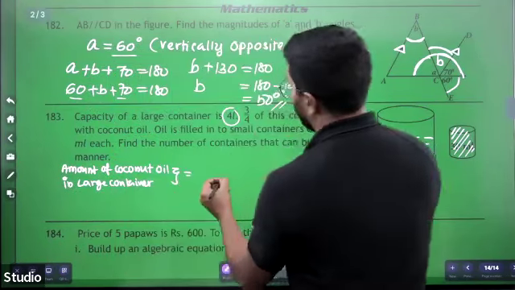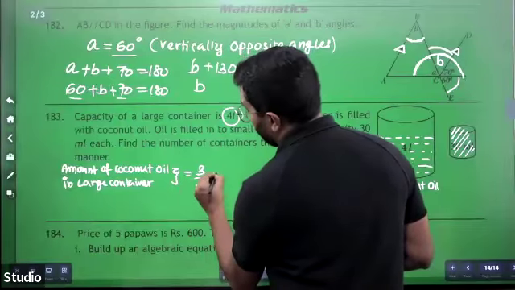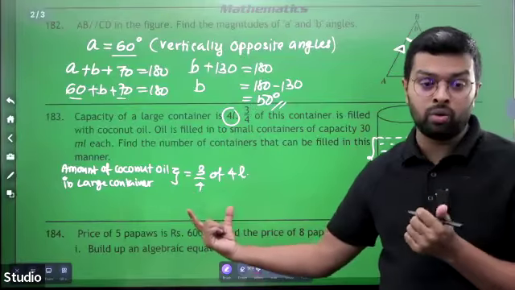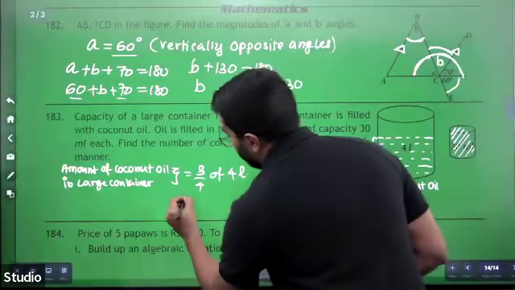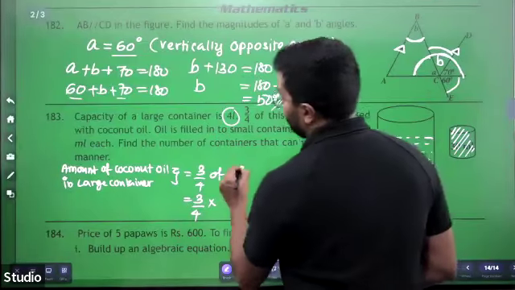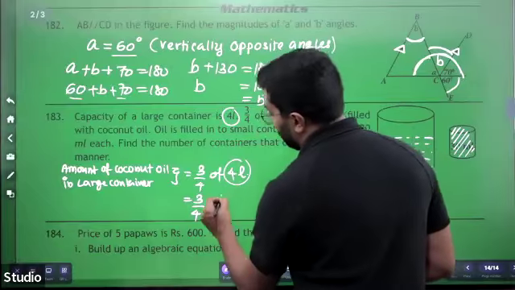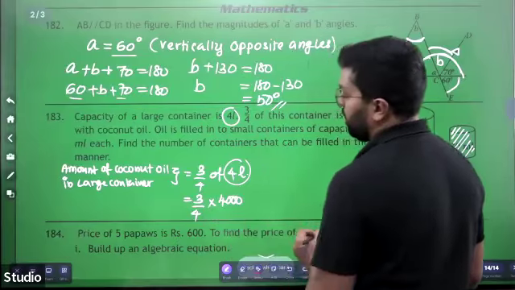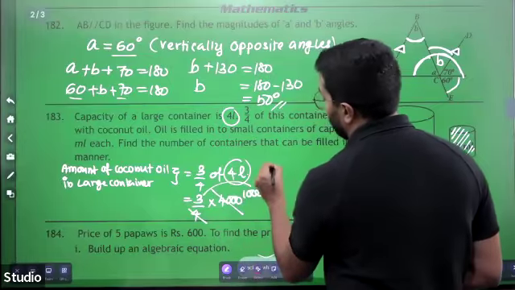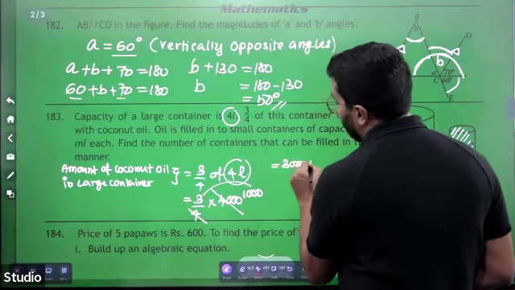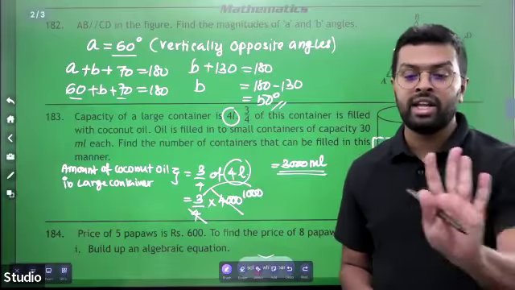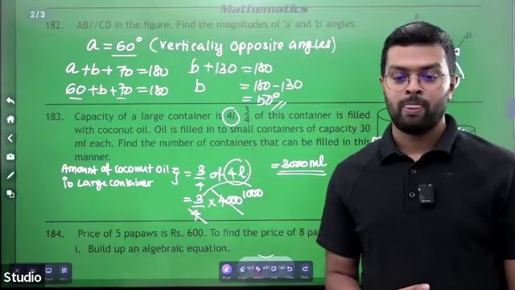So we have 3/4 amount of 4 liters. I hope this is clear. Let's put multiplication instead: 3/4 times 4 liters. Let me write that in terms of milliliters as 4,000. 4,000 divided by 4 is 1,000. 1,000 times 3 is 3,000. So the amount of milliliters you have in the large container is 3,000 milliliters. That is what the question is asking.